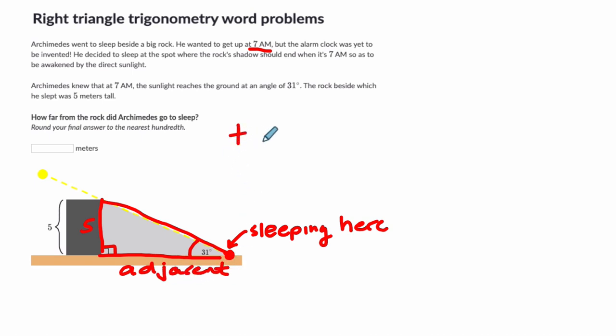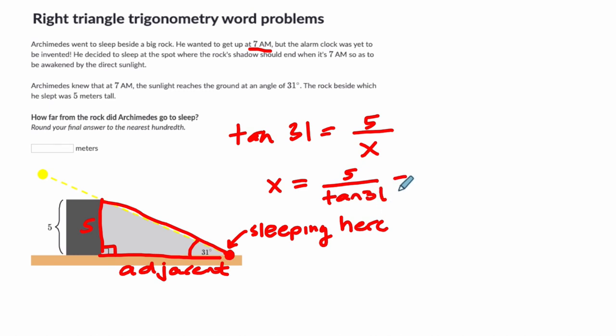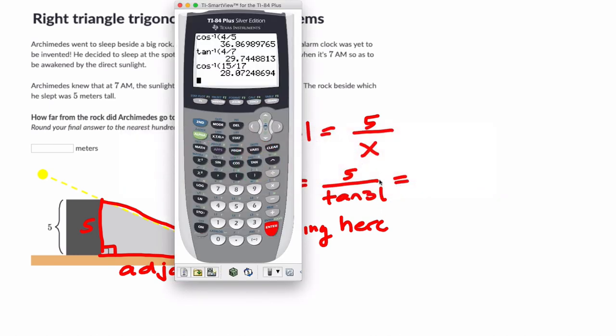So we know that the tangent of 31 degrees must be equal to 5 over the adjacent side. And to solve this, you can essentially just swap the x and the tangent of 31, right? That's going to be an equivalent ratio. So x is going to be equal to 5 divided by the tan of 31. And let's figure that out.